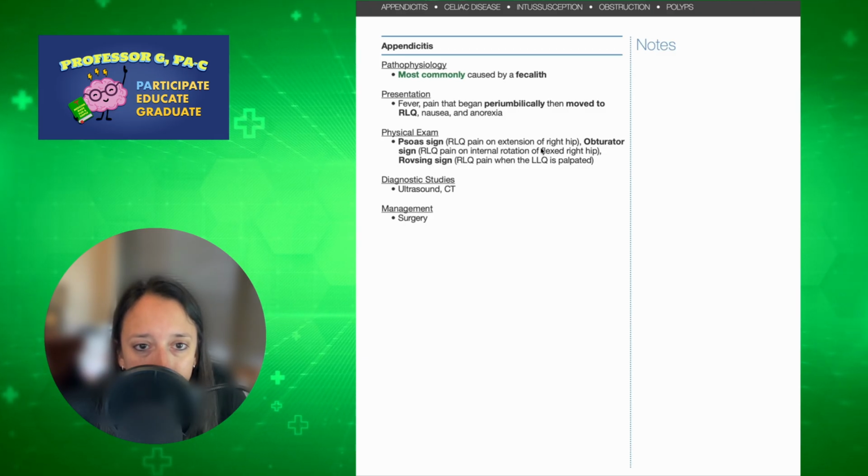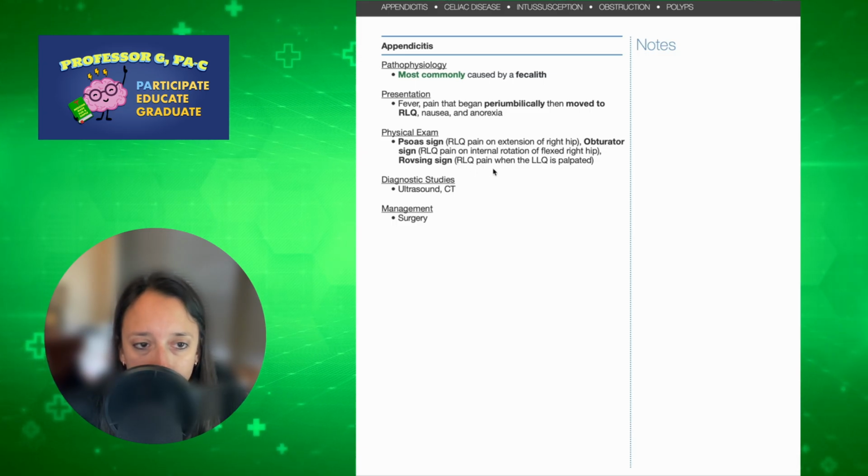So psoas sign, pain on extension of the right hip. We'll often see that in a retrocecal appendix. Obturator sign, internal rotation of a flexed hip. And then Rovsing sign, pain when you push in the left lower quadrant, and pain happens in the right lower quadrant.